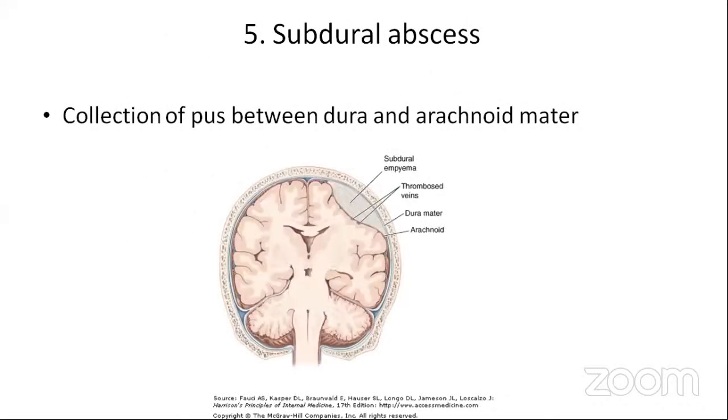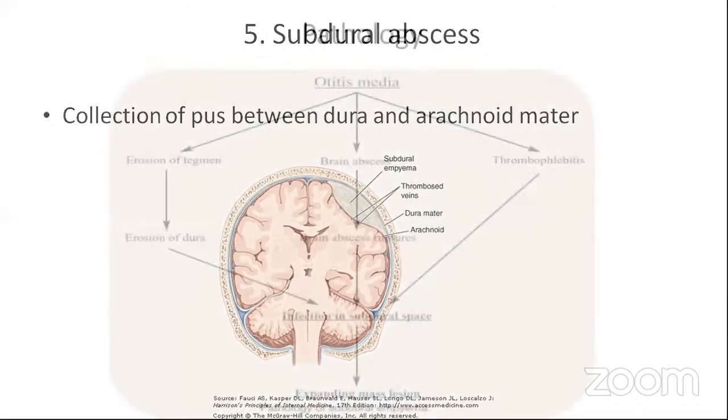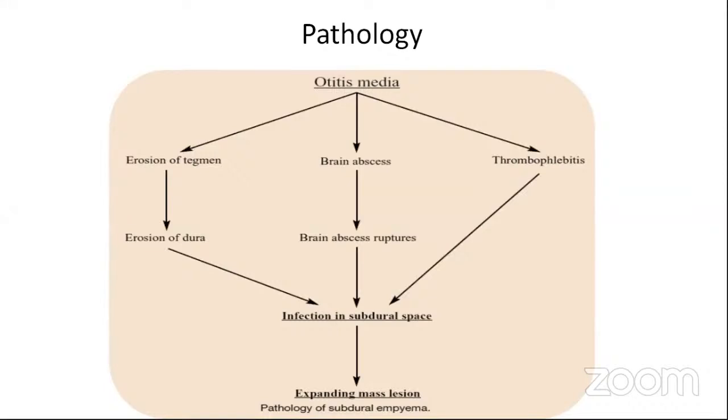Then you have the subdural abscess. This is the collection of pus between the dura and the arachnoid mater, that is under the dura, and that is called the subdural abscess. There is an otitis media. There can be erosion of tegmen, that is the erosion of dura, or it can produce a brain abscess, and the brain abscess ruptures, and that can go into the subdural space, or by thrombophlebitis. So all the three routes can lead to a subdural space infection and finally subdural empyema.